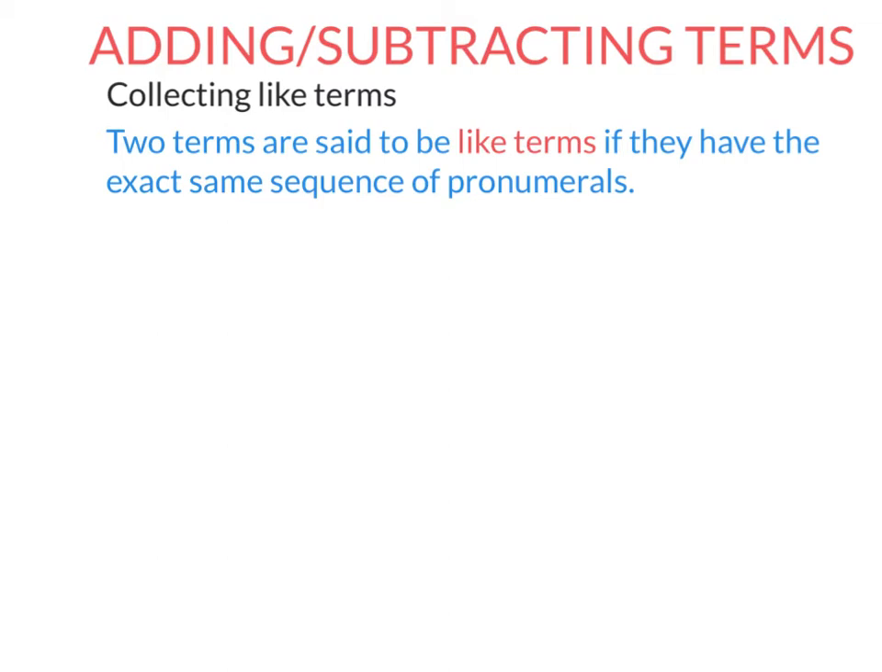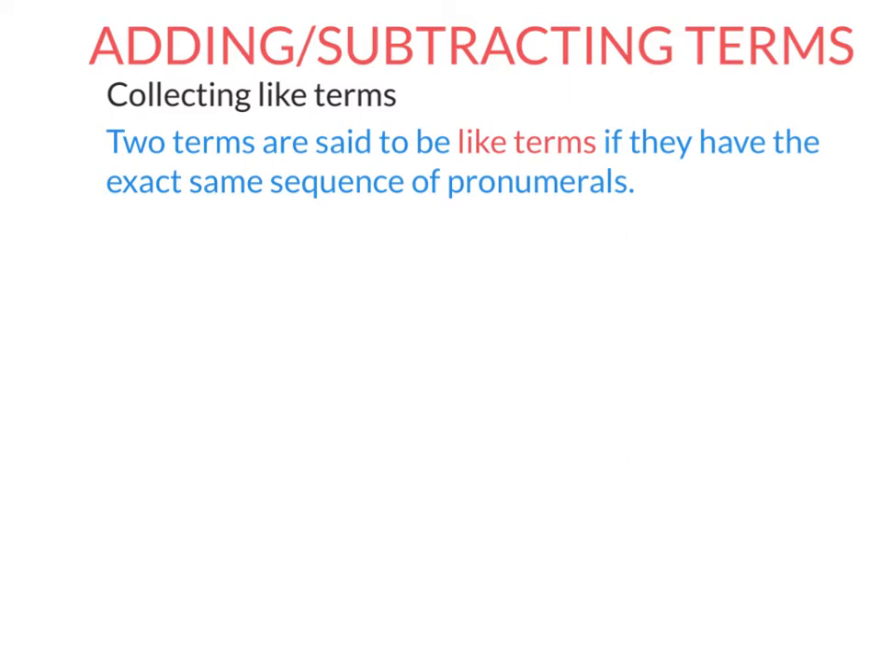Thank you so much for tuning into this video in which we'll go through adding and subtracting terms. Now, when you add or subtract terms, it's called collecting like terms. So what are like terms? Well, two terms are said to be like terms if they have the exact same sequence of pronumerals. So it turns out you can only add or subtract terms if they are like terms.